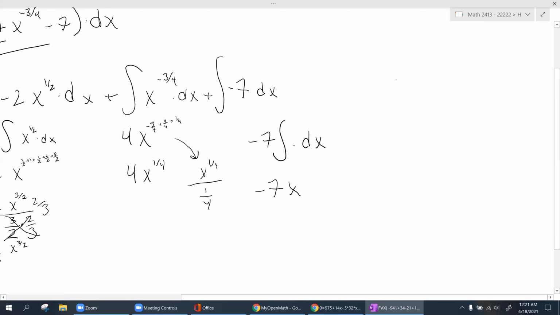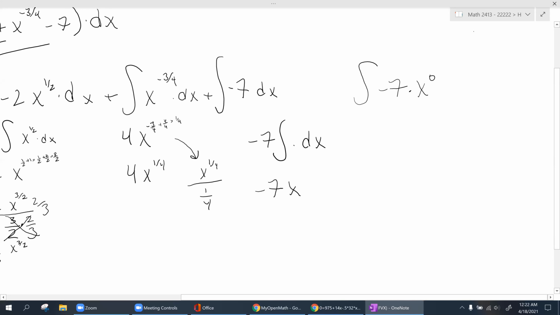Why? What happens whenever you take the derivative of something like this? The x goes away, because you're dealing with the power of 1. So the derivative is that, meaning that if you wanted to go backwards, you just attach the x. Another way to look at this is the integral of negative 7 times x to the 0.